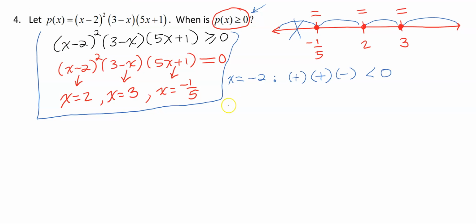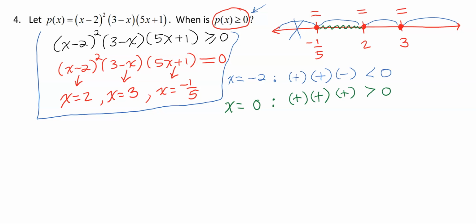Next, let's take a look at when x is a number between negative 1/5 and 2. Between a negative number and a positive number, I'm going to pick 0. So the first factor, 0 minus 2, is negative 2. Negative 2 squared is going to be positive. 3 minus 0 is going to be positive. 5 times 0 plus 1 is going to be positive, and that is going to be a positive number, or p of x will be greater than 0. So this will be part of your solution.